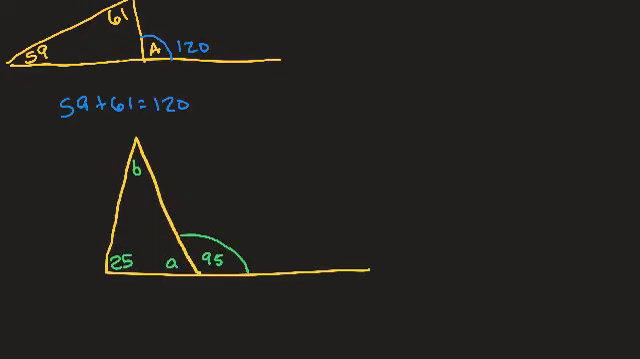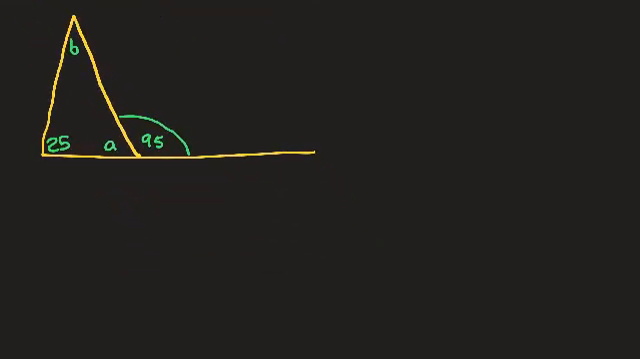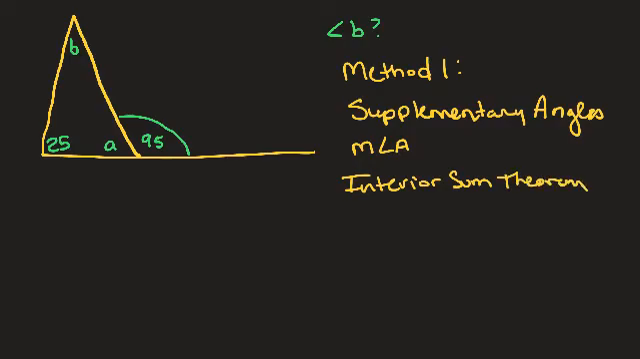Okay? Okay, now let's use our newfound knowledge to find the measure of angle B. What is the measure of angle B? So there's two methods we could employ. Method 1, we can use what we know about supplementary angles and find the measure of angle A, and then use the interior sum theorem to find the measure of angle B. And that would be perfectly okay. However, we now know method 2.